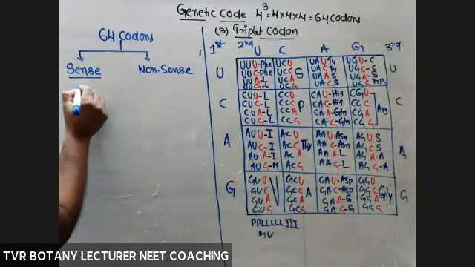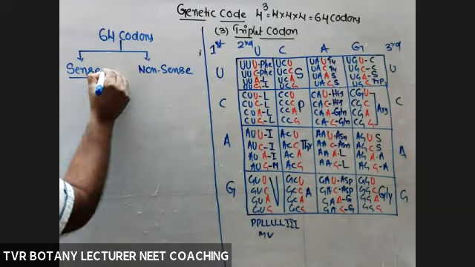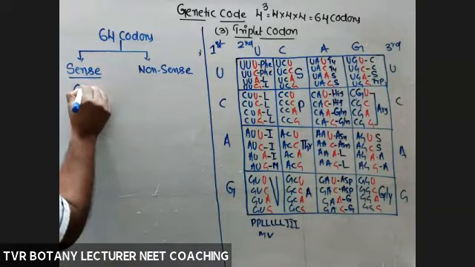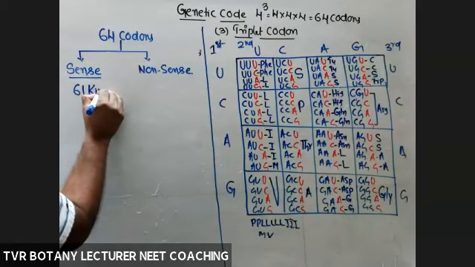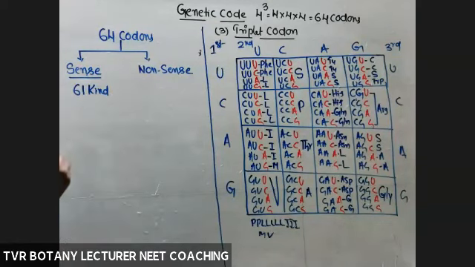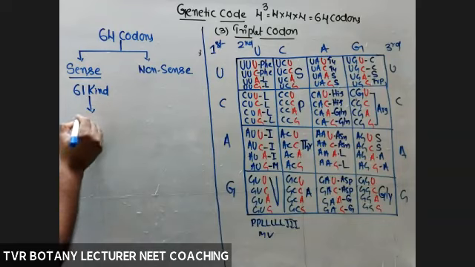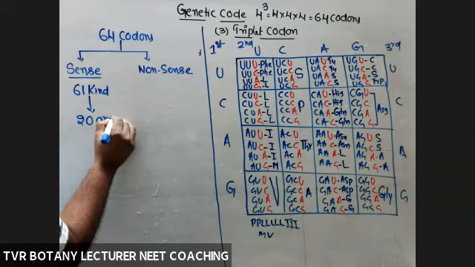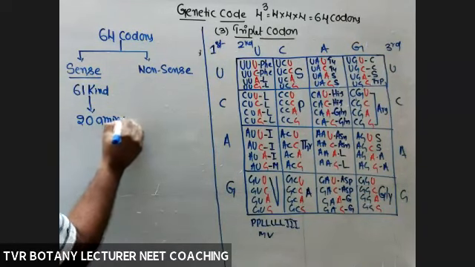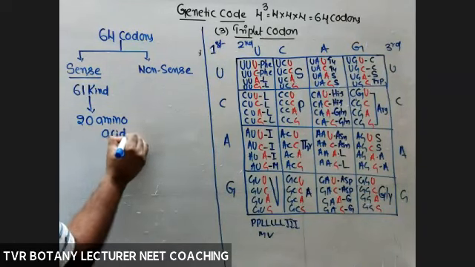So what about the total number of sense codons? Sense codons are 61 kinds. They code for how many amino acids? 20 amino acids, 20 kinds of amino acids.